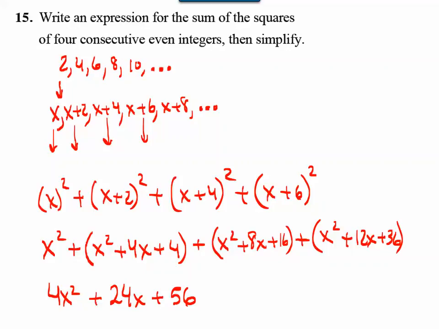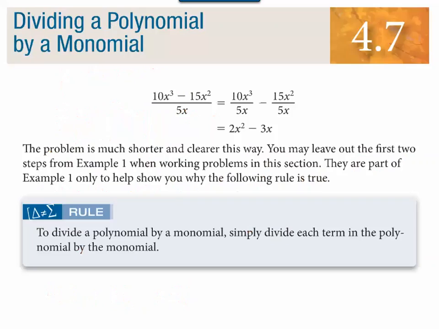Multiplication with variables. So now we're going to turn around and start doing division here. 4.7 is the easy one. It's division by a monomial, so a single term on the bottom, and we'll jam through this one. 4.8, that's when it gets a little bit heavier.